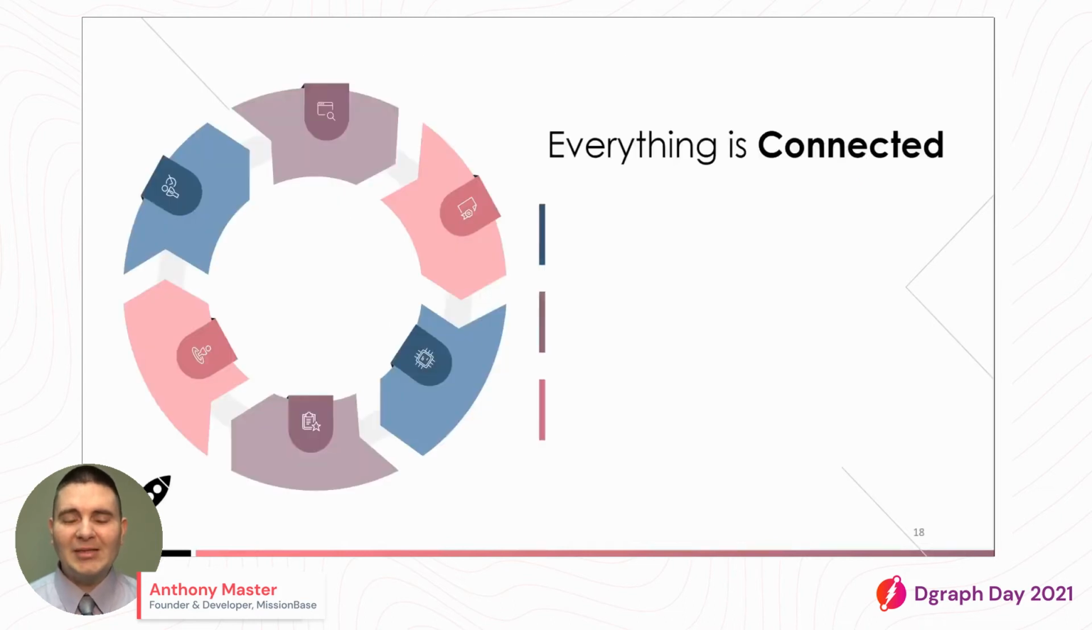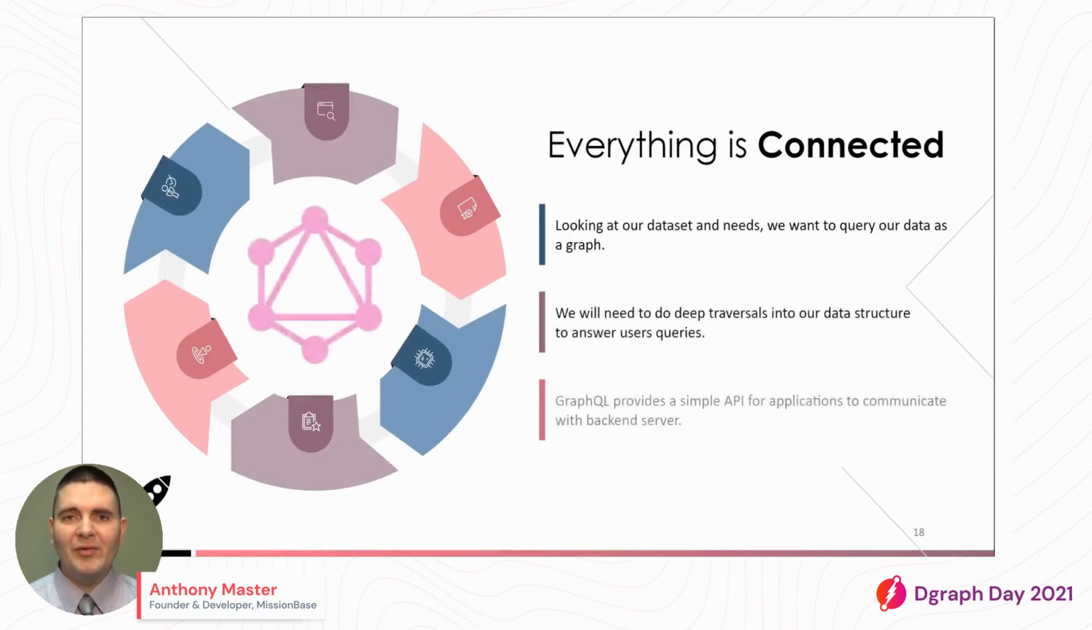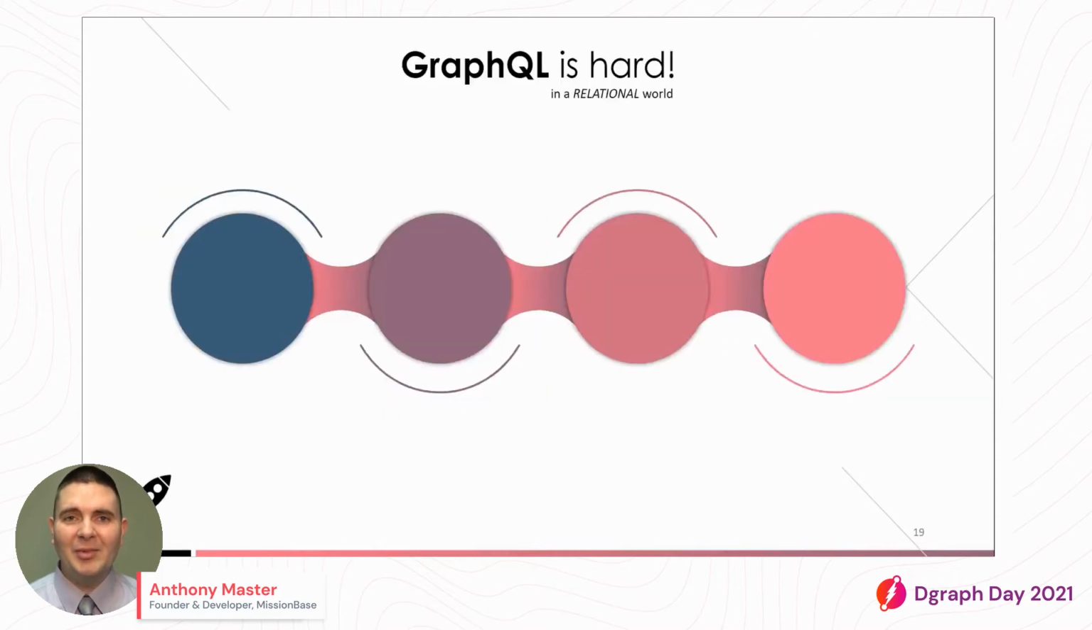Looking for the best practices in the API, we realized that all of our data is highly connected. We wanted to query our data in a graph. Our users needed to do deep traversals into our data structure to find the information they need. We learned about GraphQL, which provides a simple API for applications to communicate with back-end services. I said simple API, but that may be the overstatement of the year. GraphQL is hard, especially in a relational world. What GraphQL boasts of being simple and easy becomes very hard to implement.